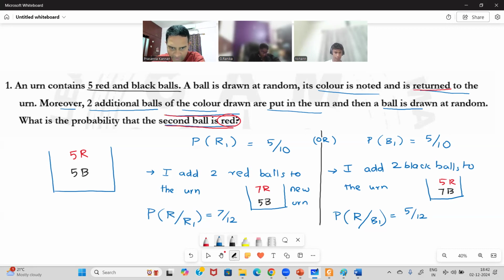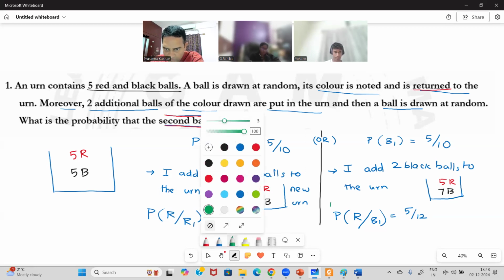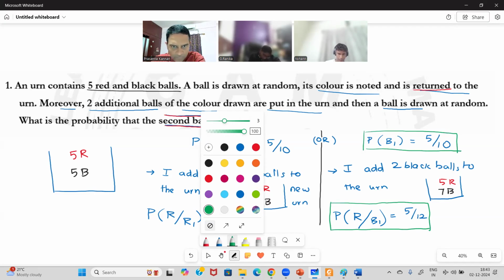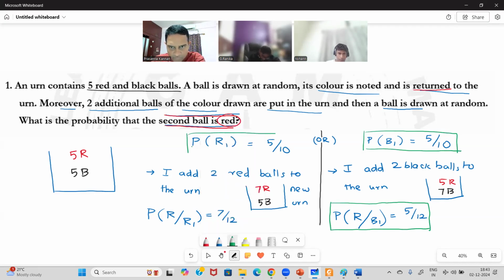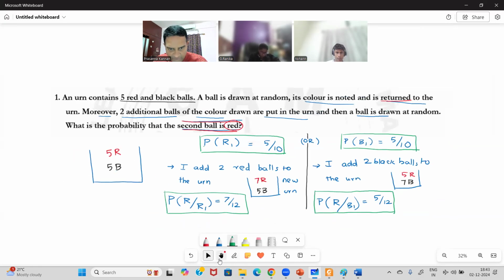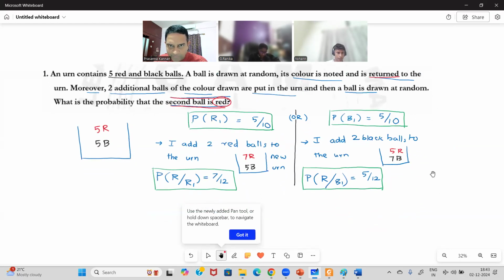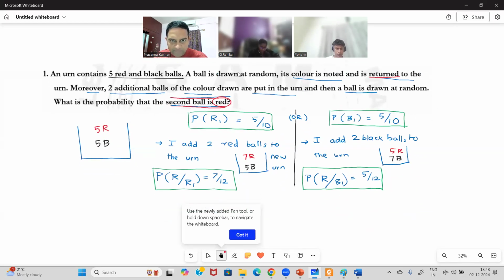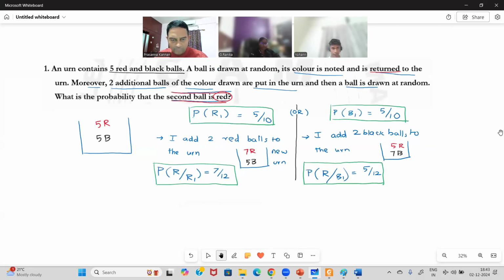Perfect. Now observe carefully while I'm computing the total probability. Once you understand, this is a very simple exercise and simple problems to solve. So far clear? Any doubts on this, Johan? No, sir. Ranika, is it clear? Yes, sir. Okay, great.